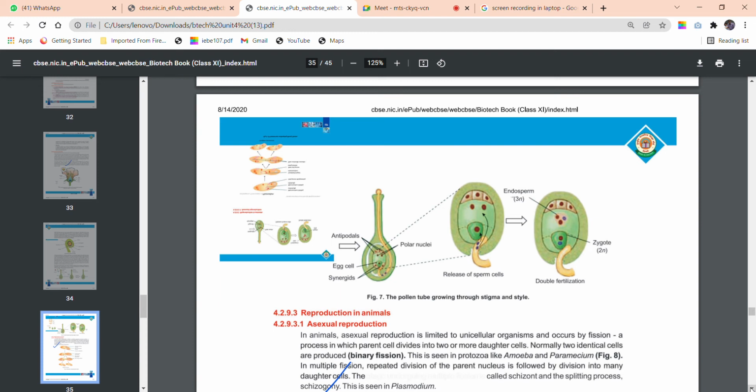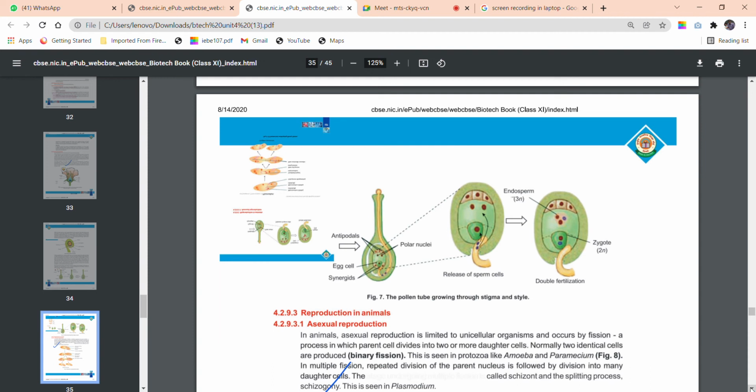You can observe this. So if anybody asks what is the number of nuclei inside the ovary, that is 8 nuclei. One is the egg, two are synergids, then the polar nuclei in the center, and at the other end, the antipodal cells. Now see the release of the sperm cell, the male gamete. It will fuse with the egg cell and make the zygote, and that zygote will form the seed.